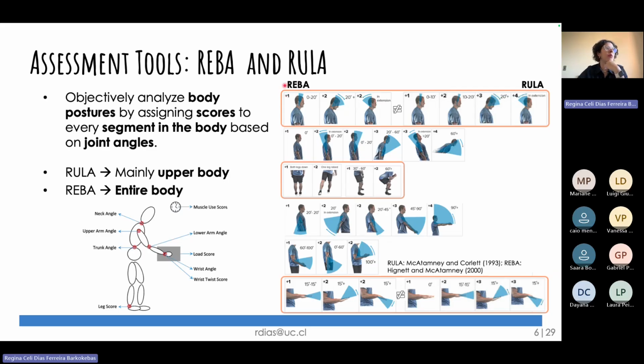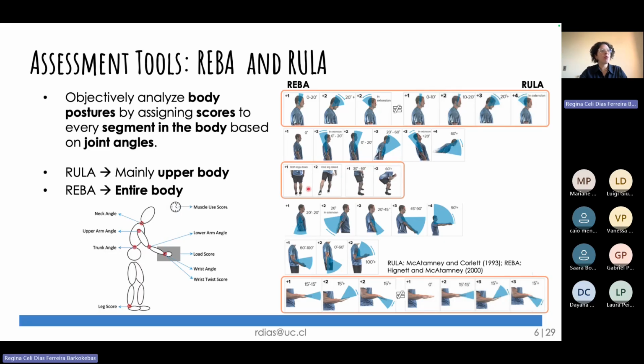The main difference between REBA and RULA is that REBA stands for Rapid Entire Body Assessment, while RULA stands for Rapid Upper Limb Assessment. So RULA focuses on the upper body, so everything that happens above your waist, and REBA focuses also on your legs. So basically, that's why I have this square here, which shows the difference between the two of them. So this is for REBA, this is for RULA, and only REBA really considers the bending of the knee.